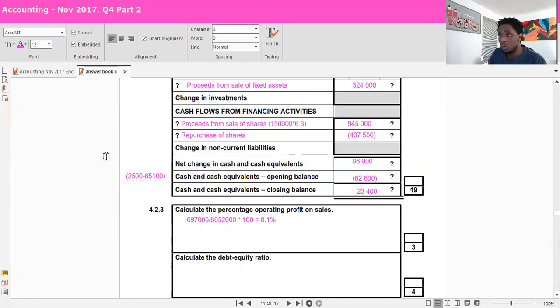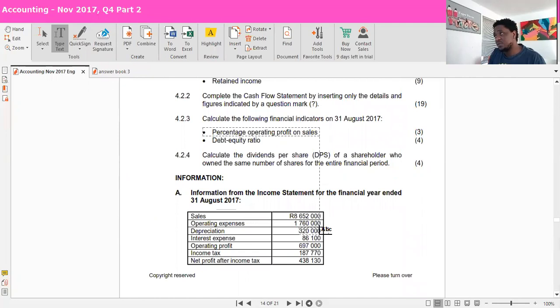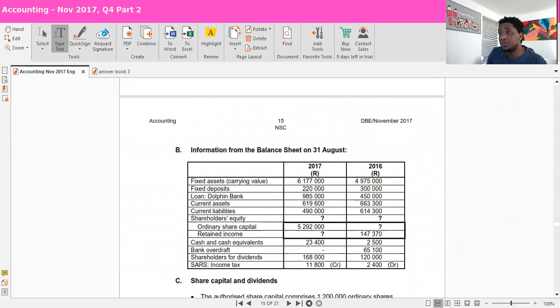Then the following one, calculate the debt to equity ratio. So in this case, we have to find what our debt to equity ratio is: non-current liabilities to shareholders' equity. If we go to liabilities, we have current liabilities here, and where our non-current liabilities are.